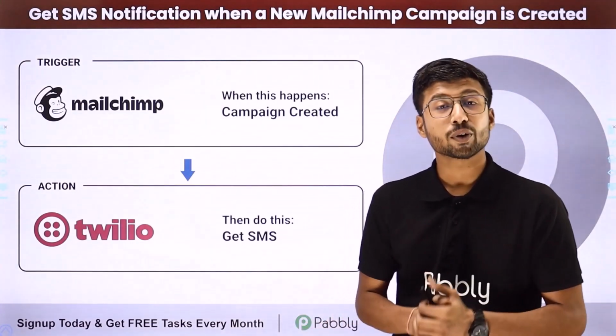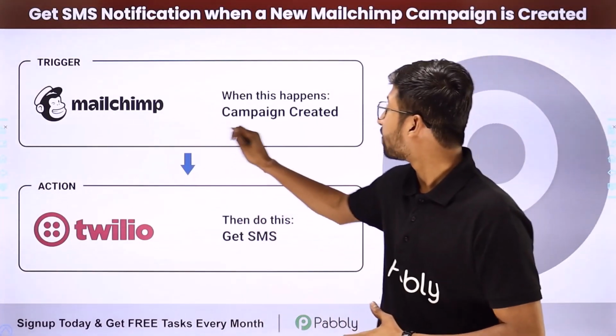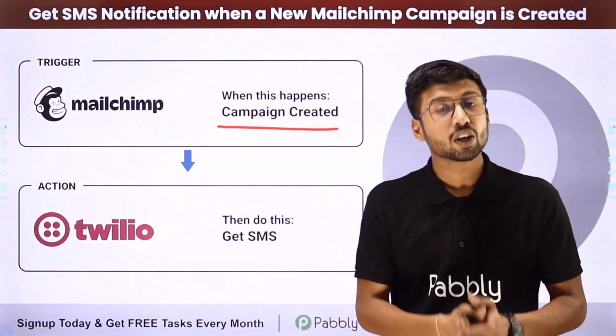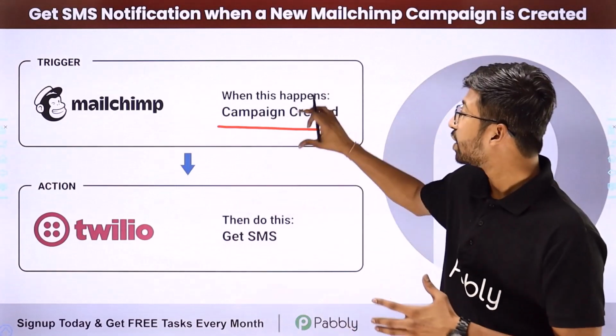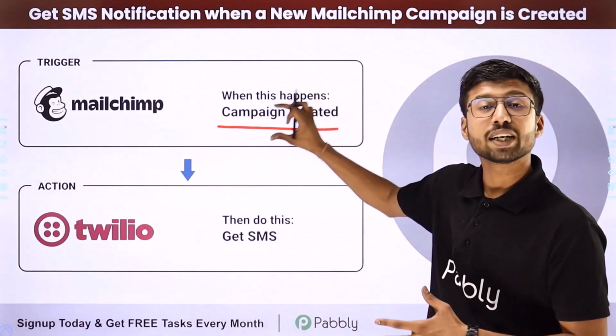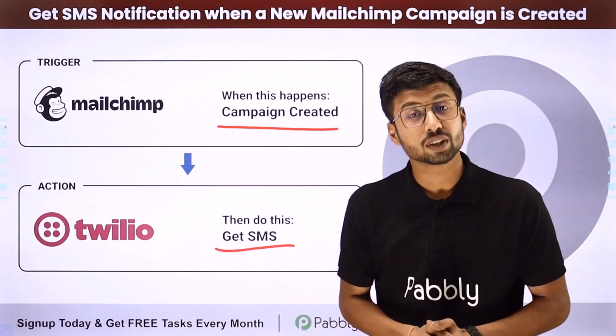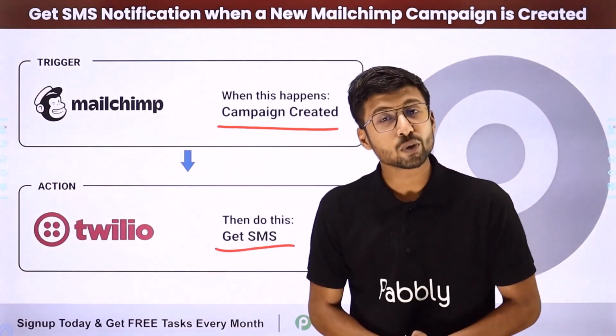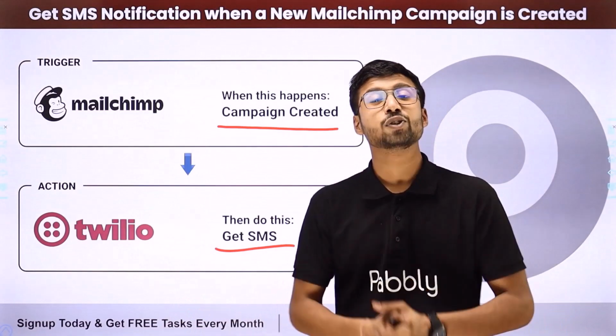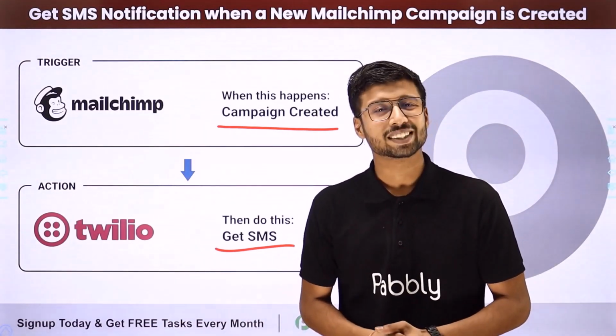So you can actually automate this process in such a way that whenever a campaign is created using this automation, automatically you will get that subject line or the title of the campaign and the status as an SMS notification from Twilio on your number. Now, if you want to know how you can set up this automation, for that you just have to come with me to my screen.